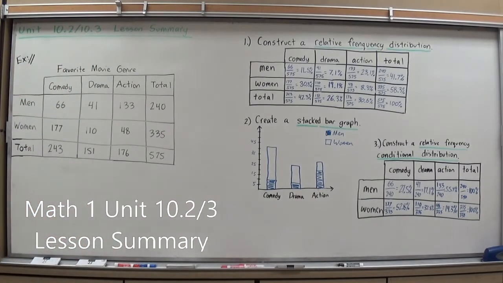Unit 10.2 and 10.3 was on frequency distribution and relative frequency distribution. We'll do some work with stacked bar graphs, and then we'll take a look at relative frequency conditional distributions. It's a mouthful, but difficulty-wise isn't too tough. So this will really be a brief summary. You're going to need to go through some of the problems in the book to get a better idea of how to do all this.